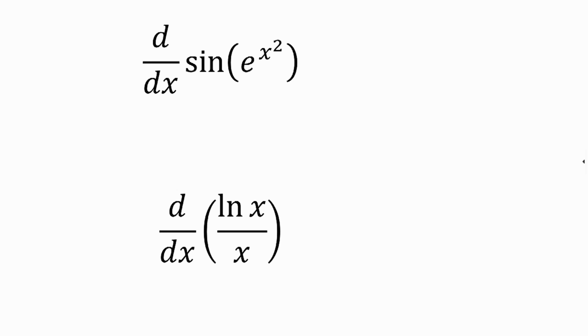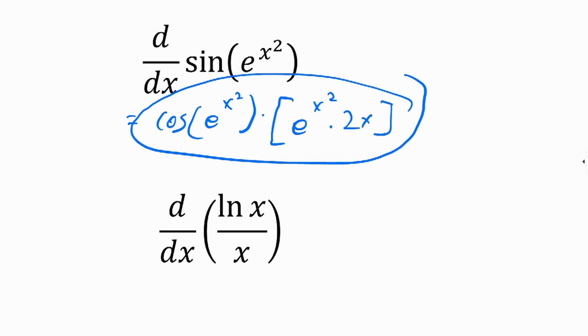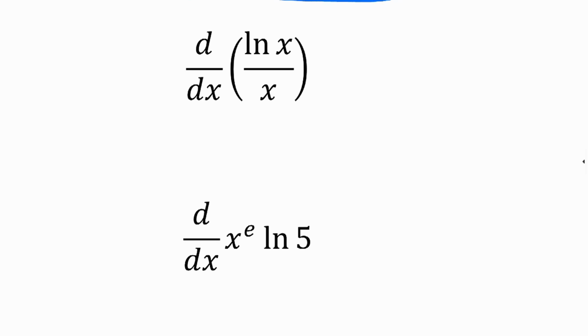Okay, so now we have a triple chain again. So this is going to be outer function first. Derivative of sine of anything is just the cosine of that thing. Now we do a chain. Derivative of e to the x squared is just e to the x squared, but we need to do another chain and multiply by the derivative of x squared, and this is just going to be 2x, and there you have your derivative. Let's keep going here.